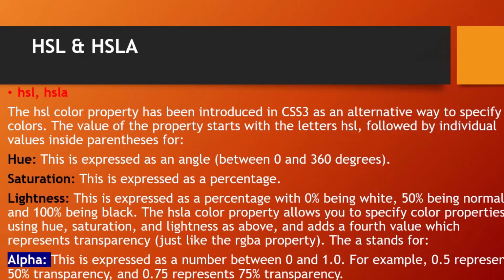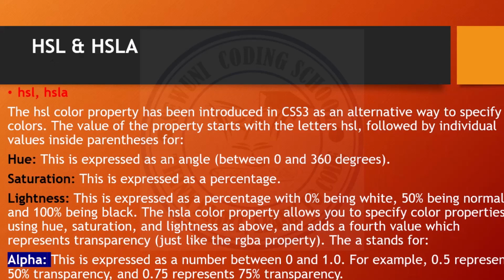I was explaining HSL, which is what? Hue, saturation, and then what? Lightness. So HSL and HSLA. In this case, the A becomes the alpha, just like we were explaining in the RGBA.